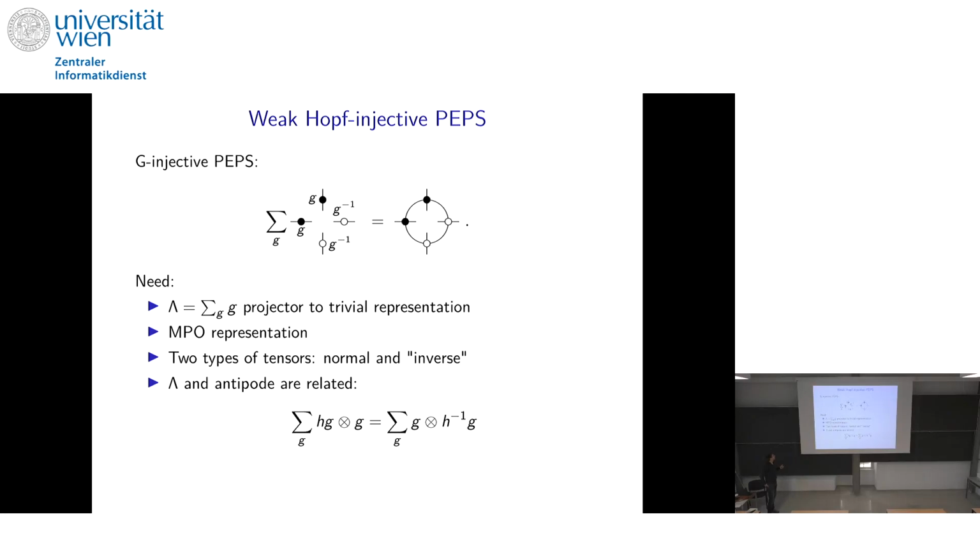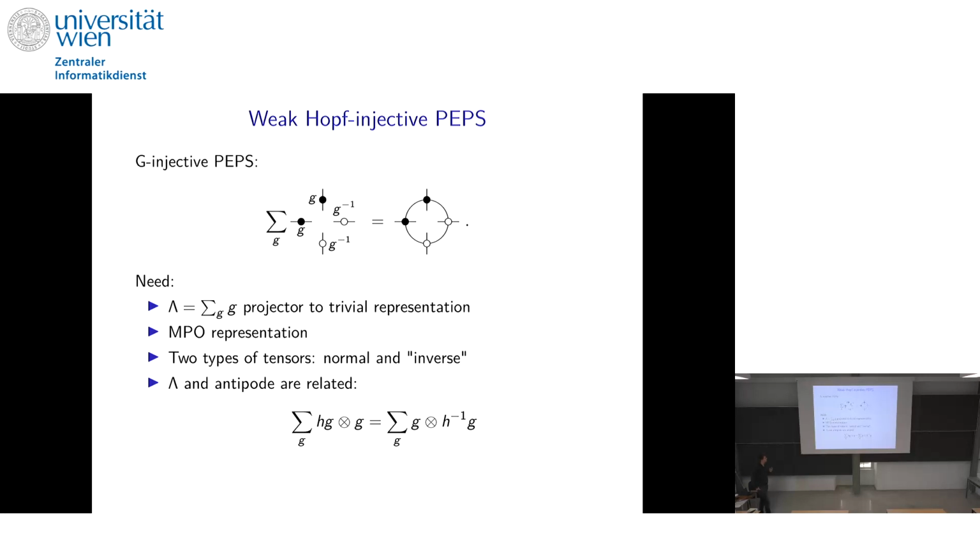Okay, so as before, let's start from the case of the G-injective PEPS. It's something that is very well known. A G-injective PEPS tensor looks like, after inverting the invertible part of the PEPS tensor, just the sum over G of the tensor G, G minus 1, G, G minus 1. Okay, so what I want to do is to generalize this PEPS construction for Hopf algebras from group algebras.